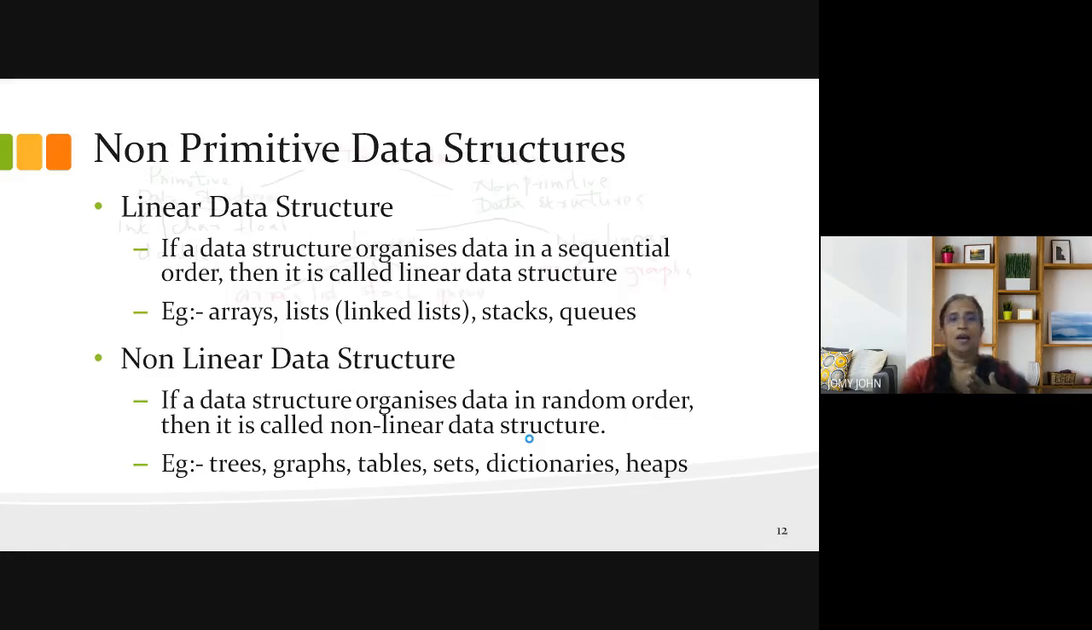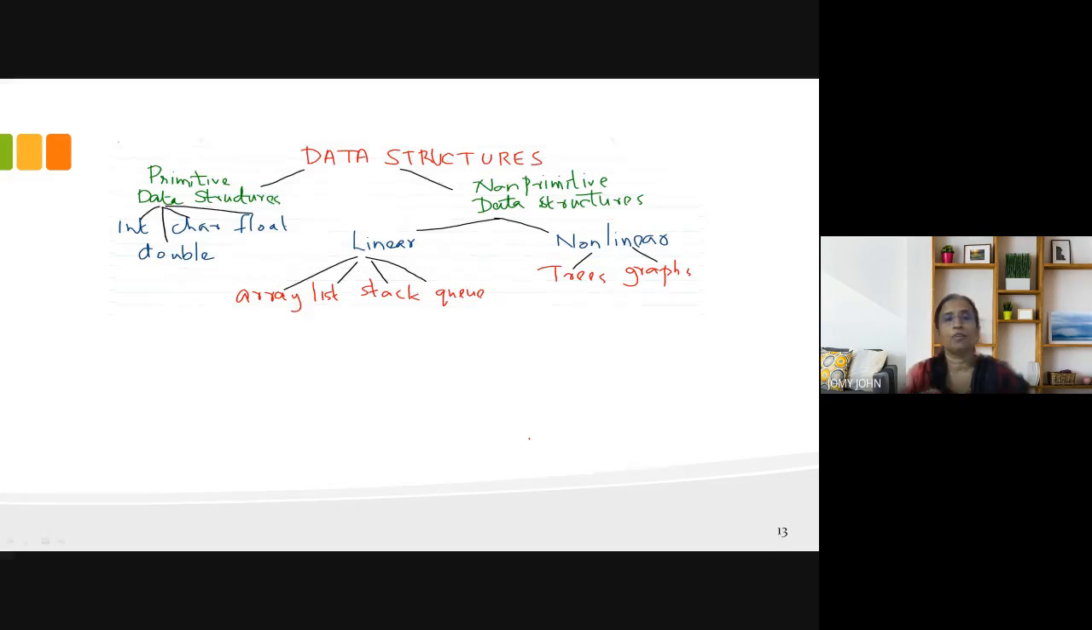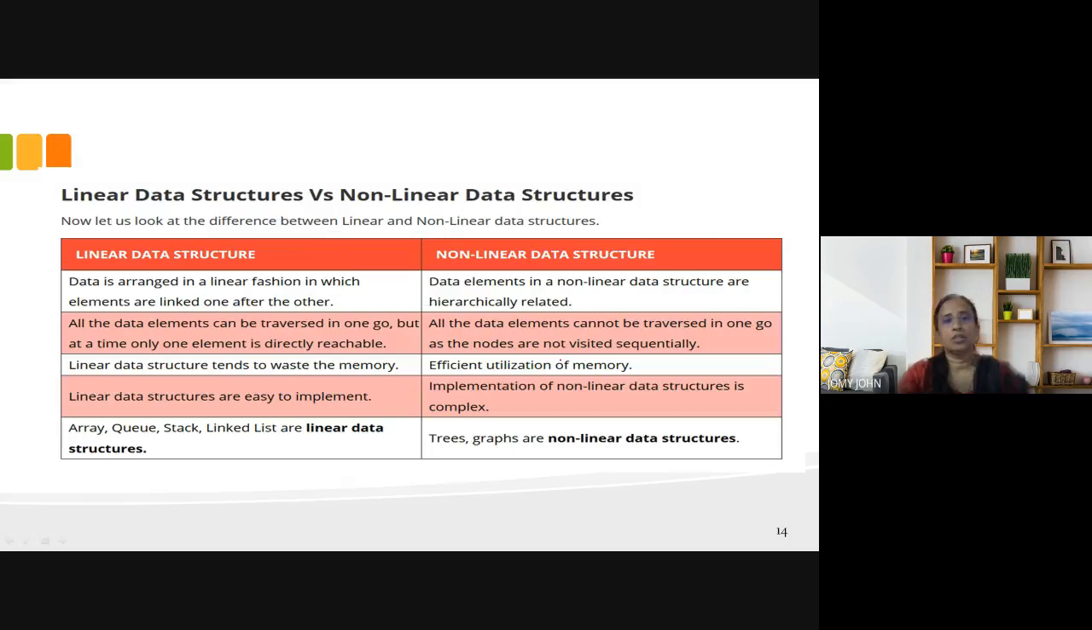This is a diagram of the classification of data structures. We have primitive and non-primitive. Inside primitive, we have integer, character, float, double, etc. In the case of non-primitive, we have linear and non-linear. Linear means that it grows in a linear direction. Non-linear means the one which grows in a random direction. So this figure shows the difference between linear and non-linear data structures.